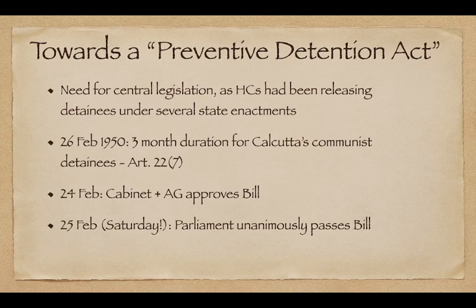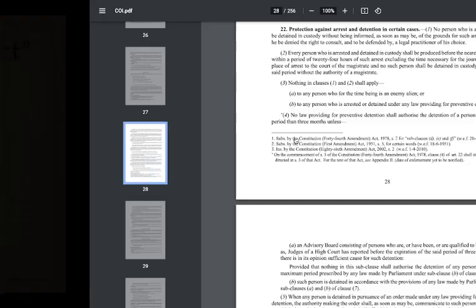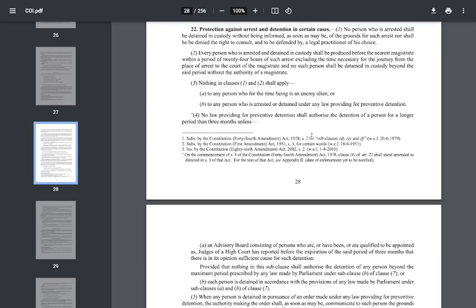26th February 1950, exactly a month into our republic, several communist detainees in Calcutta would have to be released because 3 months would have been up for them. This 3 months, we are talking about clause 4 of Article 22 of the Constitution. We have already looked at the previous 3 clauses in a previous slide.